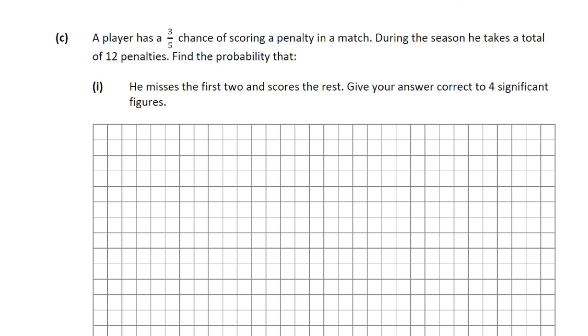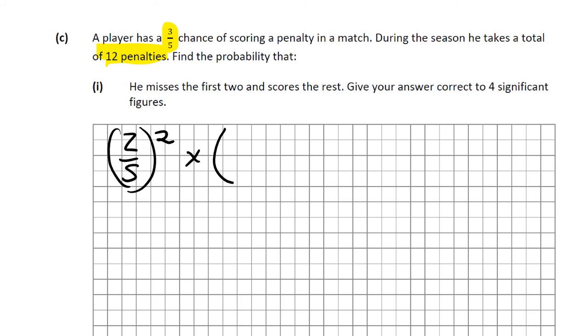Okay, so now with this one, we've got a player who has a 3/5 chance of scoring a penalty. During the season, he takes 12 penalties. He misses the first 2 penalties. If he scores, it's 3/5, so the chance of failure is 2/5, to the power of 2. And he scores the rest of the penalties.